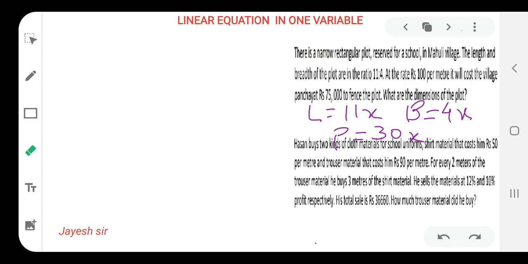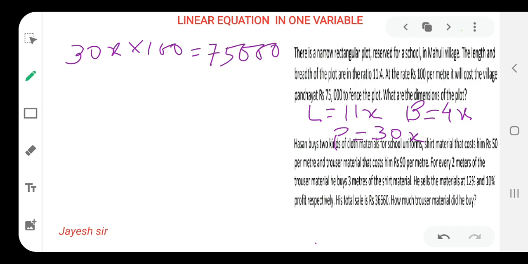Now what is given? At the rate of 100 per meter, it will cost the panchayat. Total cost is given, so total cost is rupees 75,000 and the cost per meter is 100. Now the perimeter we do not know in meters, but we know it in terms of x. So two things we can do. We can multiply 100 with this perimeter, 30x, because this is the perimeter and the cost of 1 meter is 100. After multiplying each and every meter with 100, we get the total cost as 75,000.